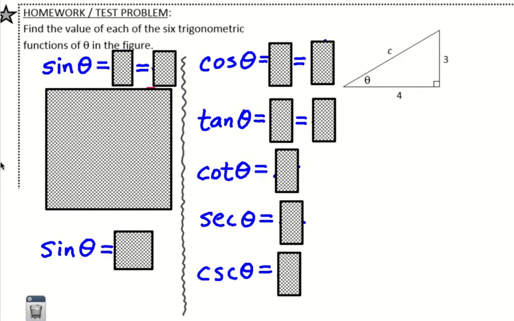All right, so this example problem, which you might see on homework or a test or a quiz, says, find the value of each of the 6 trig functions of theta in the figure. So they give you this figure, and it's a triangle, okay? And in order to find sine, we are going to plug in the opposite leg and plug in the hypotenuse. The opposite leg is going to be 3, but what's the hypotenuse? We don't know the hypotenuse.